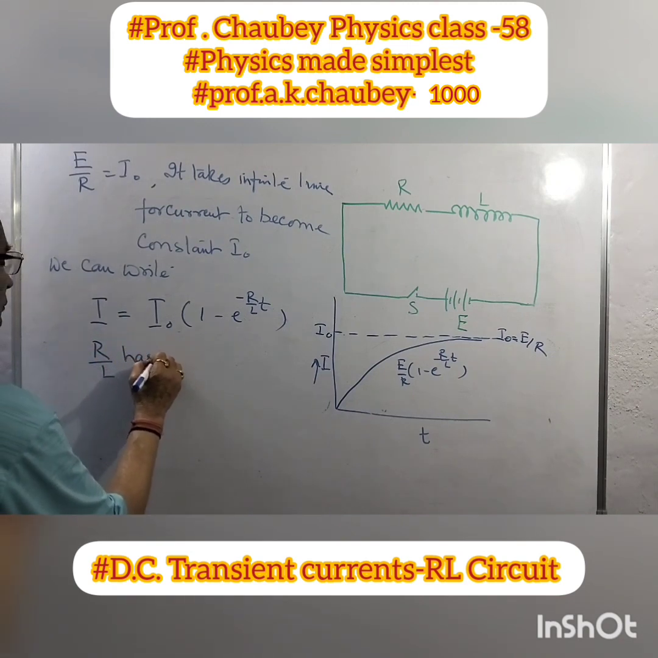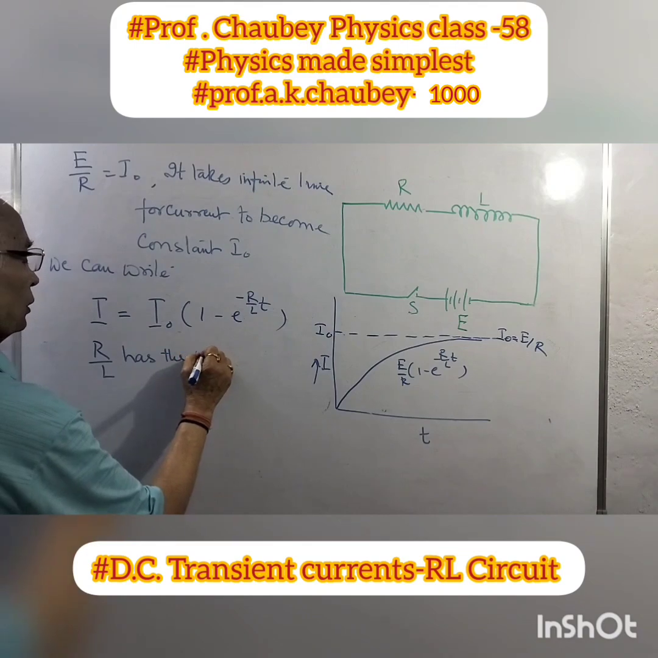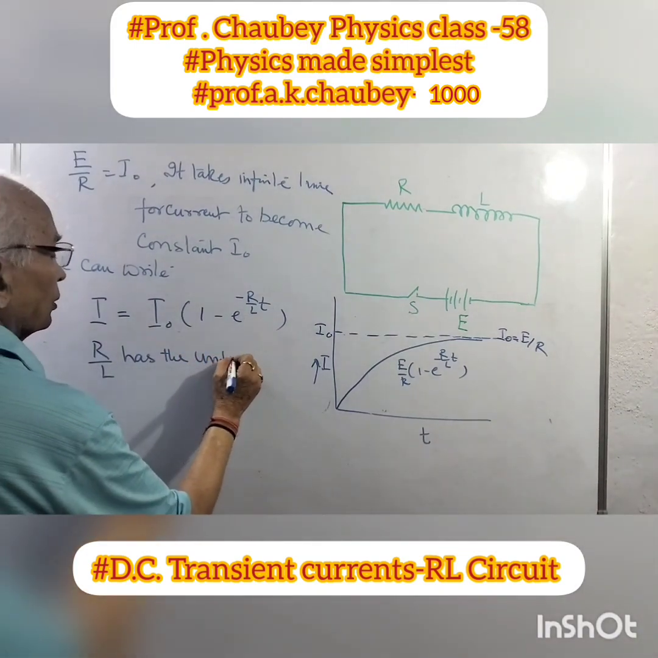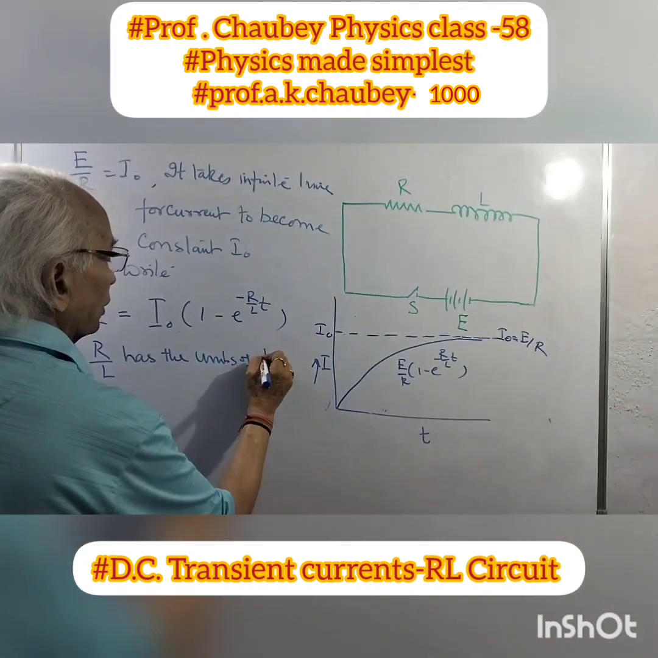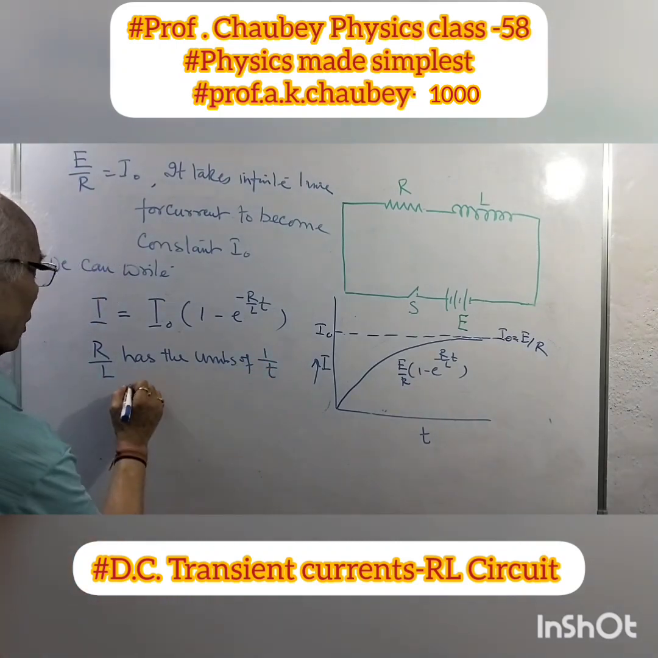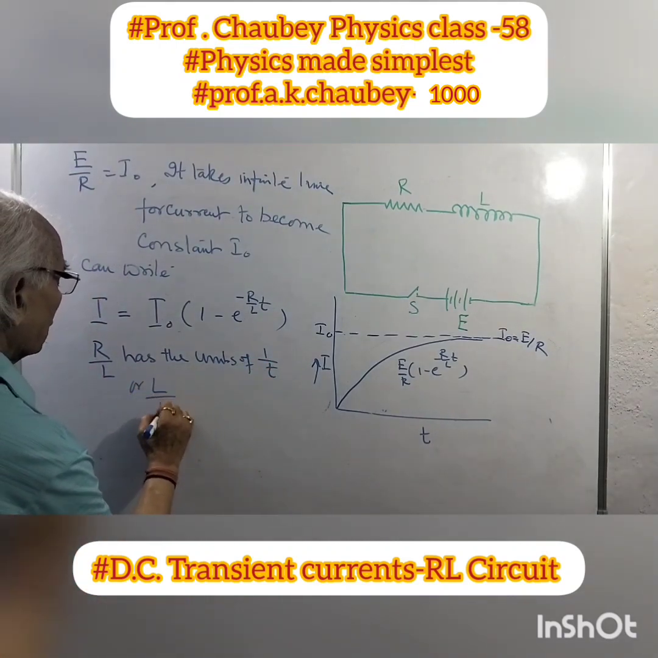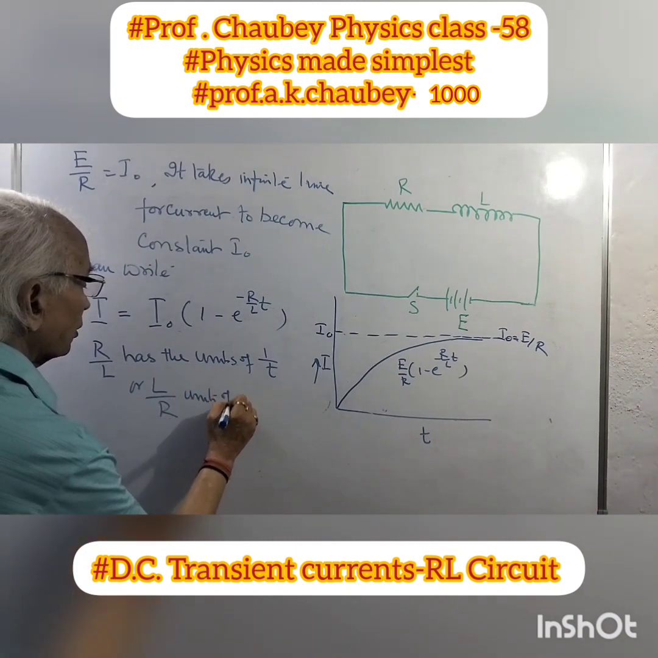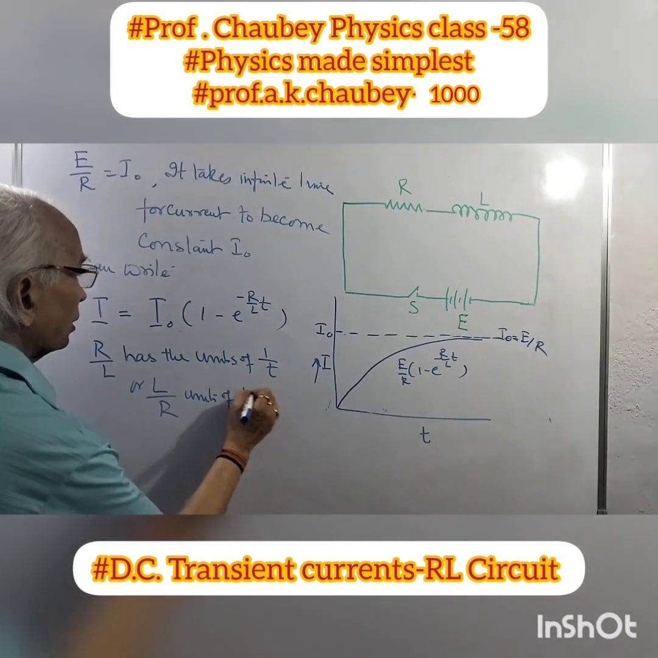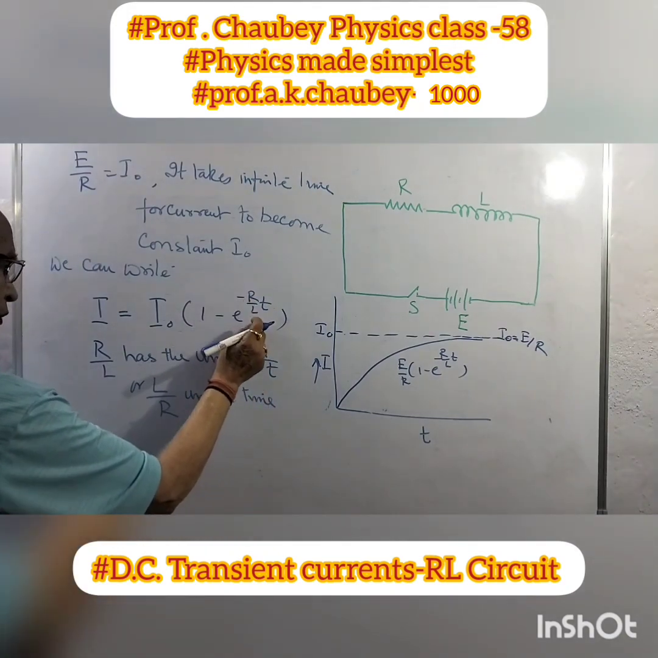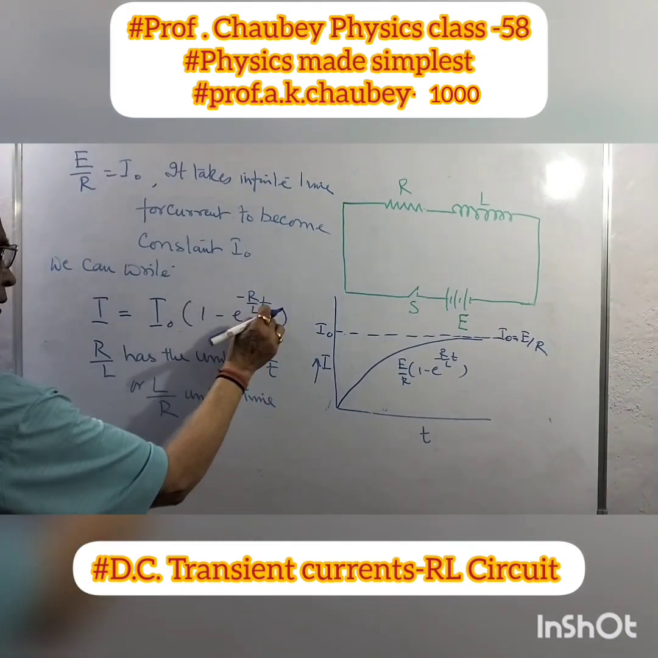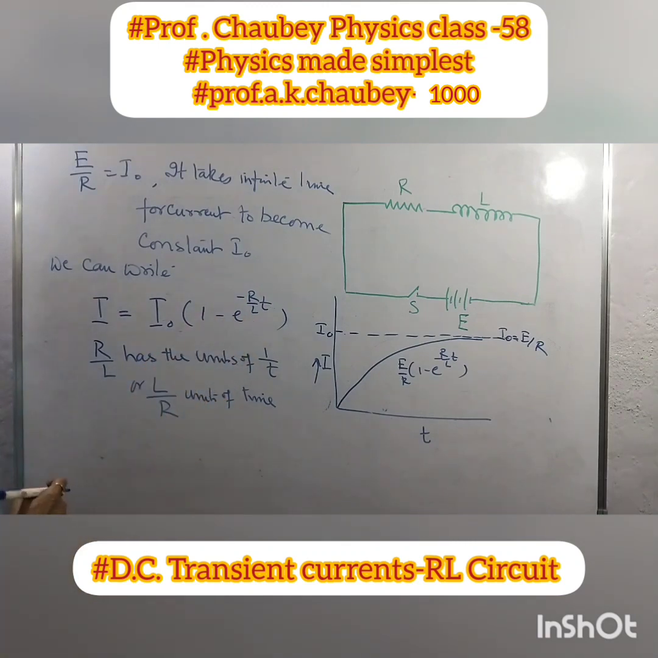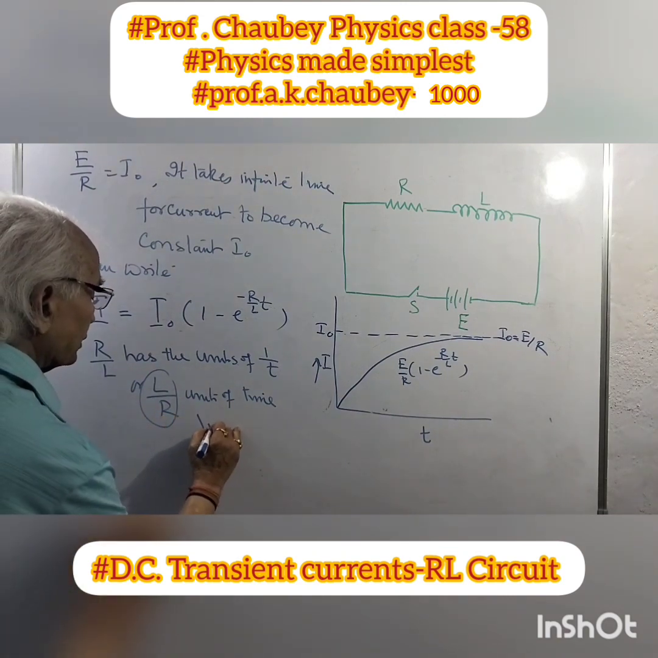So R over L has the units of 1 over t, or L over R has units of time. So this R over L is 1 over t, this becomes dimensionless. This is just a number. So L over R is units of time. It is called time constant.